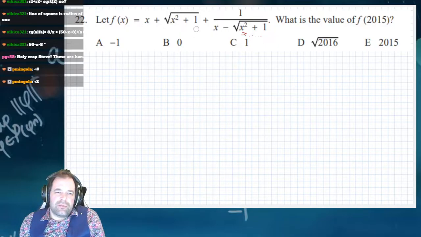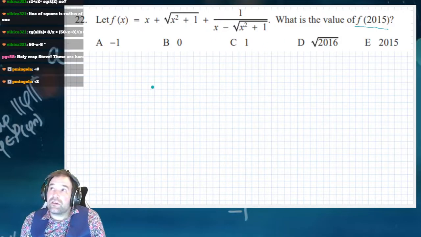Am I actually going to put 2015 in? Surely that can't be right. So the function when x is 2015 means you're going to put 2015 in here and here and here. Is 2016 a square number? I don't think it is. 1008, 504. No, I don't think it is. 252, 126, 63. No, it's not a square number, 2016. So there's no way I'm going to be able to work this out.